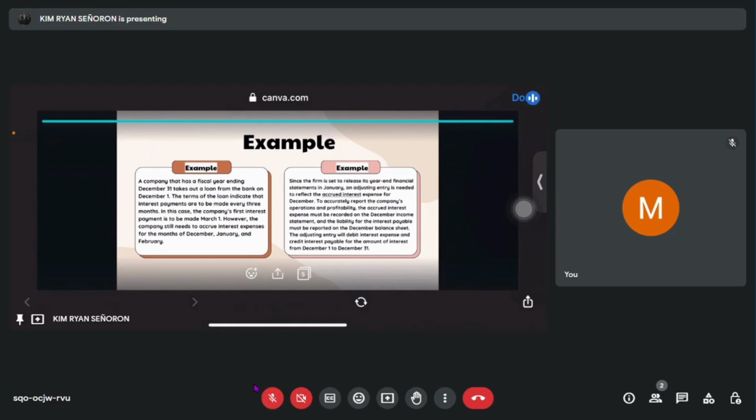The adjusting entry will be debit interest expense and credit interest payable for the amount of interest from December 1 to December 31. So let's proceed to the next reporter.